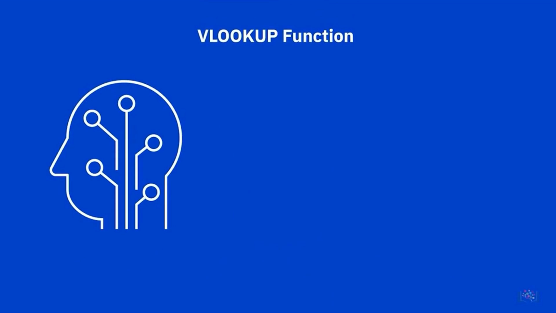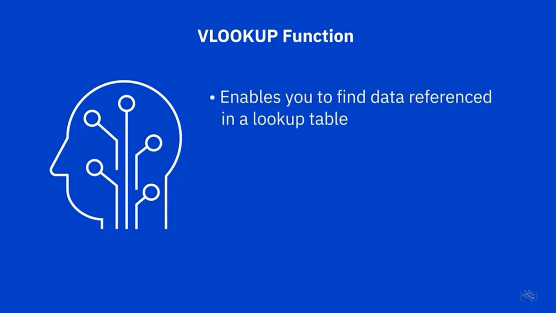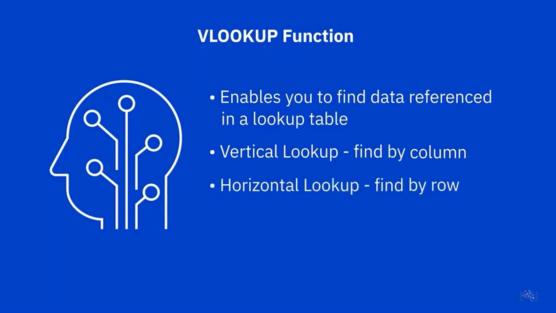VLOOKUP is one of the most commonly used reference type functions in Excel, and it enables you to find data referenced in a lookup table. It stands for vertical lookup, and therefore is a useful tool when you want to find something in a table or a range by column. Shortly, we will look at HLOOKUP, which stands for horizontal lookup, which looks for data by row instead.